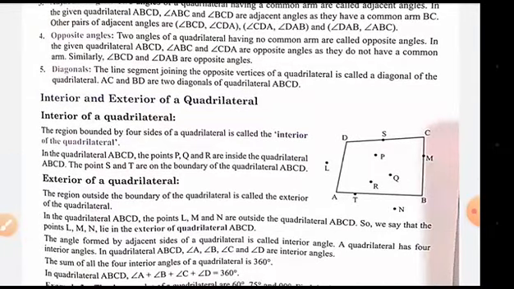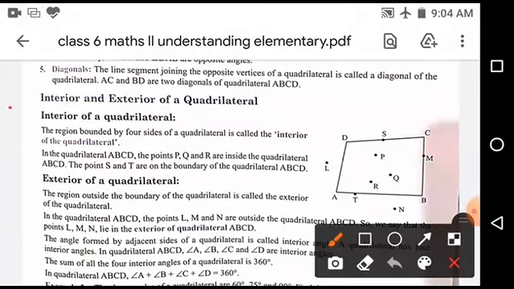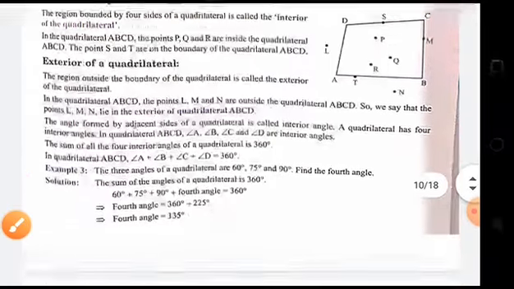Now the interior and exterior of a quadrilateral. In the same way as we discussed in the triangle, if we take any points inside the quadrilateral, then these points are said to be the interior of a quadrilateral. And if we take some points which are outside the quadrilateral, then we can say that these are the exterior of a quadrilateral. Clear, students?